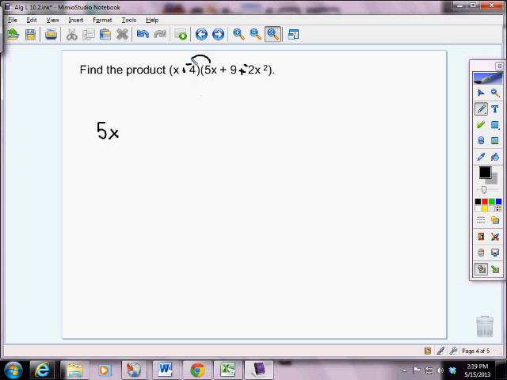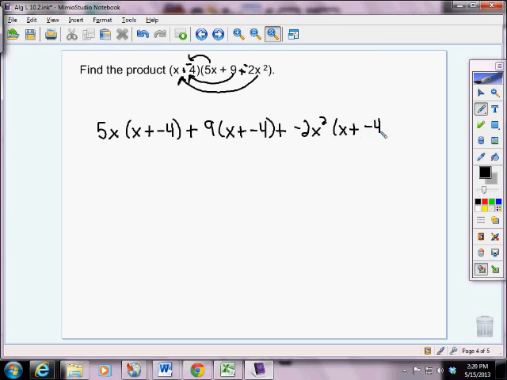Whatever you're comfortable doing is fine. But I'm going to say 5x times x plus a negative 4. Since I've changed everything to addition, I'm going to go plus 9 times x plus a negative 4, plus negative 2x squared times x plus a negative 4. Okay, so again, I'm taking this whole quantity and multiplying it by each of these terms. We can't stop there though. Now we're just going to use our distributive property.